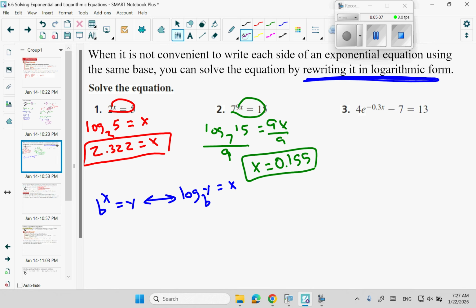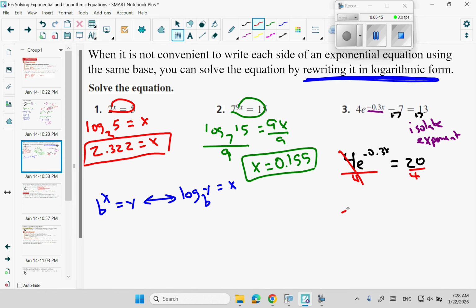Okay, we're here. I see that I have the exponent up here. Now, I actually have to do a couple more steps here. You have to isolate whatever has the exponent first. Over here, the 2 to the power of x is already by itself. The 7 to the power of 9x is already by itself. But here I would actually have to add 7, 4e to the negative 0.3x equals 20, and divide by 4 first. So I get e to the negative 0.3x equals 5.